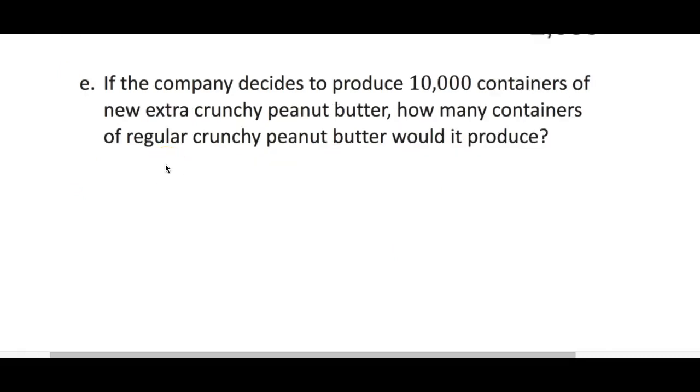E says, if the company decides to produce 10,000 containers of new extra crunchy peanut butter, how many containers of regular crunchy peanut butter would it produce? I'm thinking you may not even need to do a tape diagram, but some of you may need to do a tape diagram, and that's fine too. So go ahead and do whichever one you need to do.